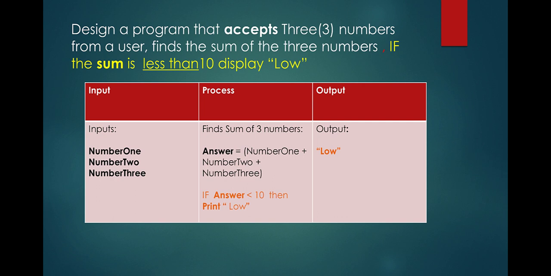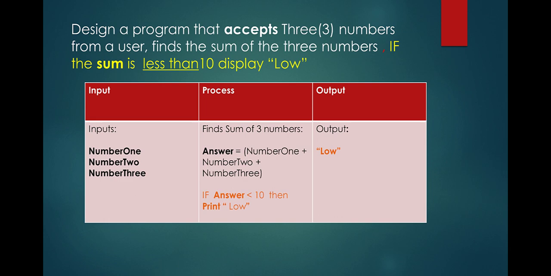So we say if answer, which is the sum of the numbers, remember the answer will hold the value because it becomes the variable. So if the sum of those numbers is less than 10, then we say print low. Now, something to bear in mind. We have low within quotations, and the reason for that is because low represents a string of characters that would be printed on the screen.